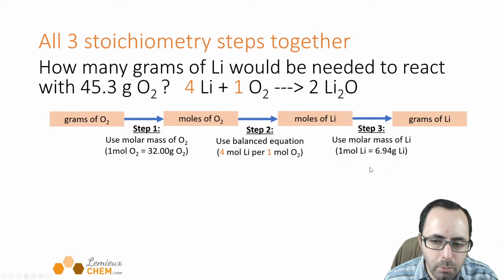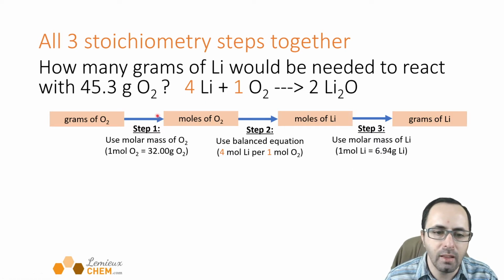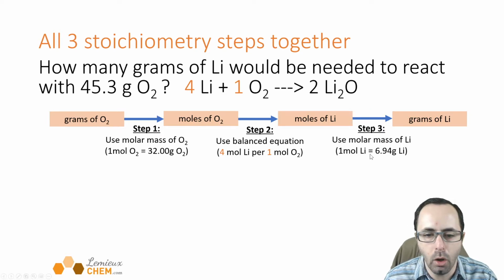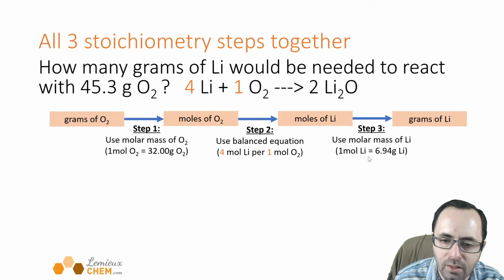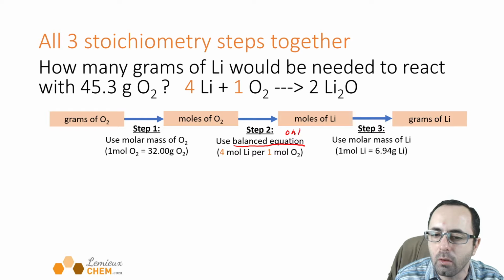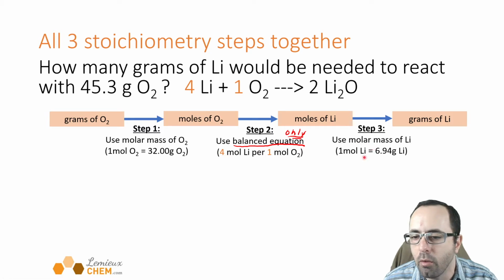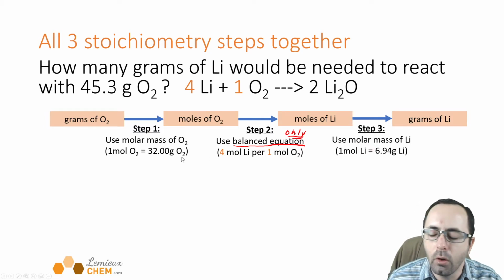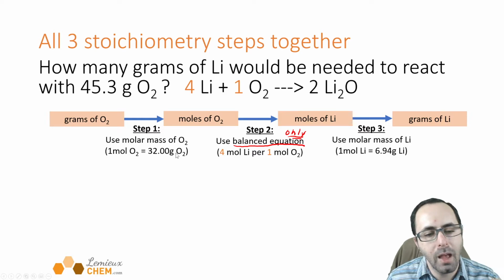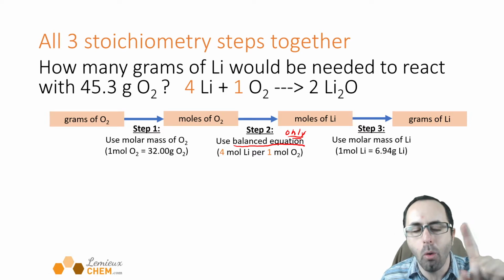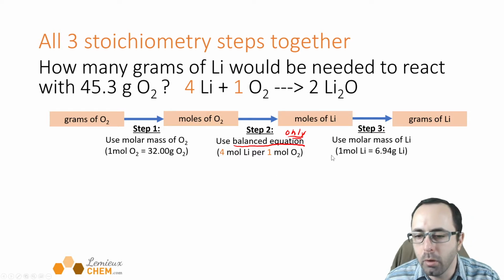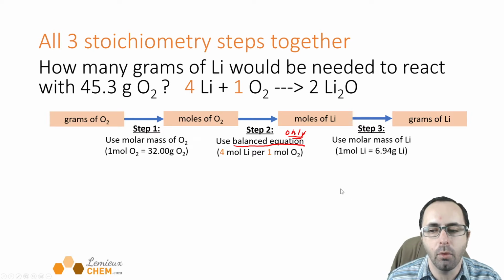Now, a very common mistake that people will make is they will use the balanced equation in steps 1 and 3. No, no, no. The balanced equation is only used for step 2. Only step 2, okay? Don't ever use these coefficients for step 1 or step 3. For those, you use the molar mass. What the molar mass means is the mass of 1 mole of that stuff, okay? So don't put a 4 here. The 4 moles of lithium does not weigh 6.94 grams.